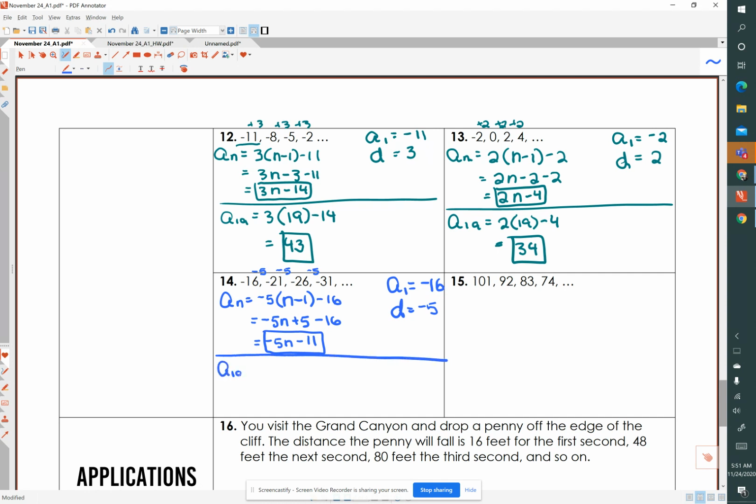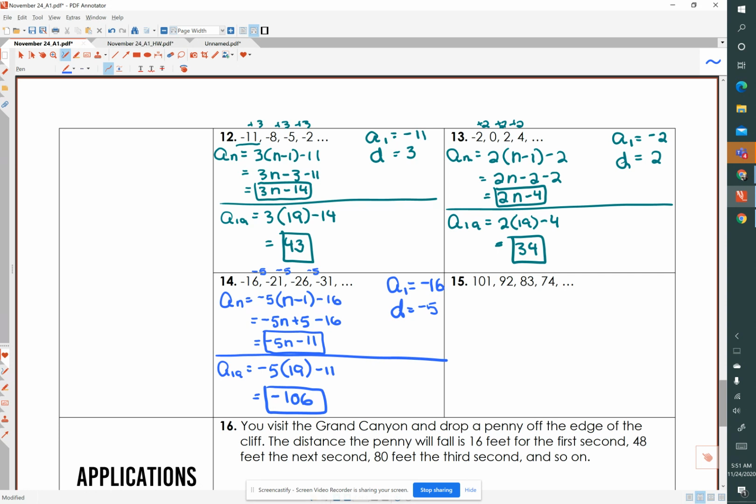And now we will find the 19th term. A sub 19 equals -5. Our n is 19. We want to find the 19th term. And when we evaluate -5 times 19 and subtract 11, we have -106. So that would be the 19th term in that sequence.